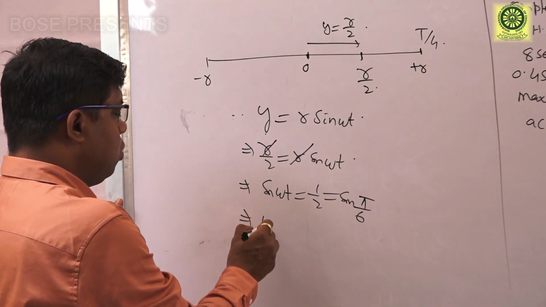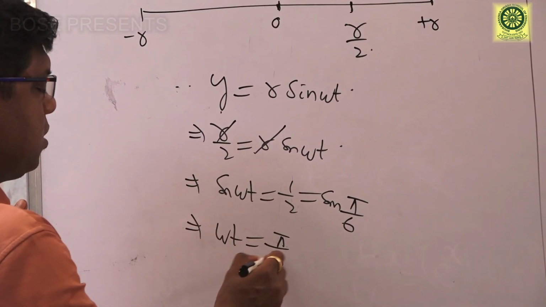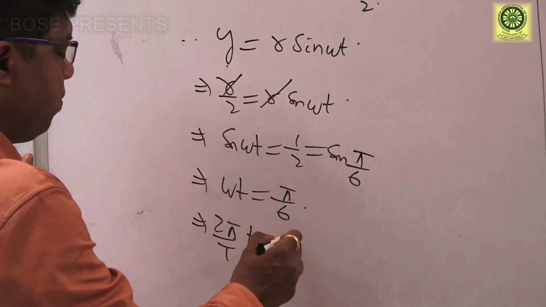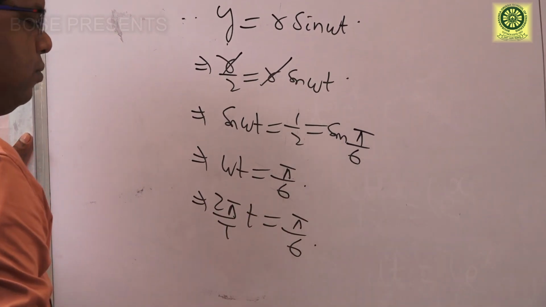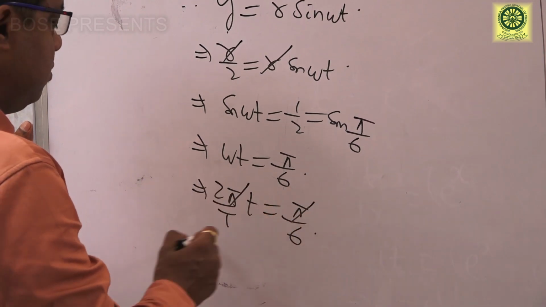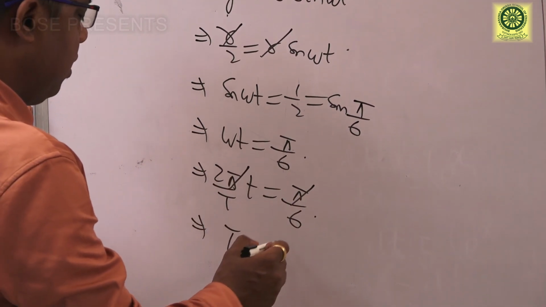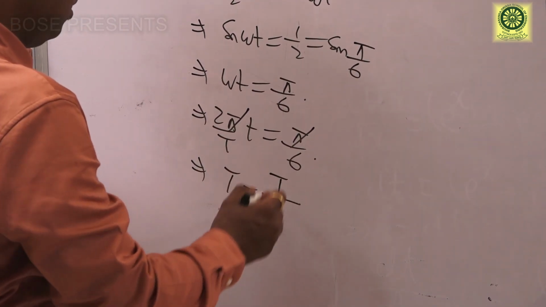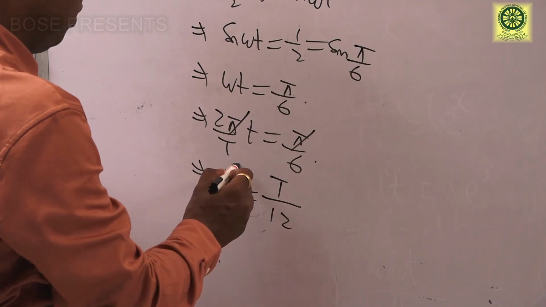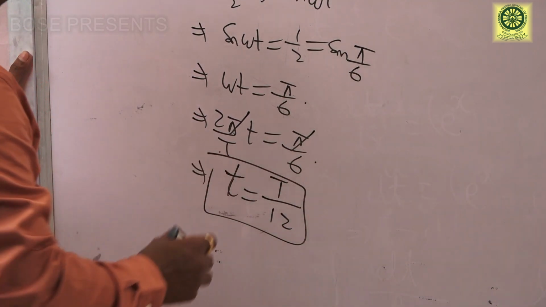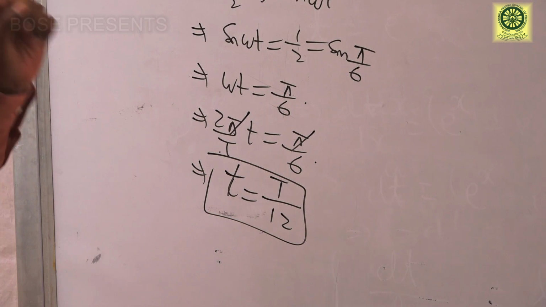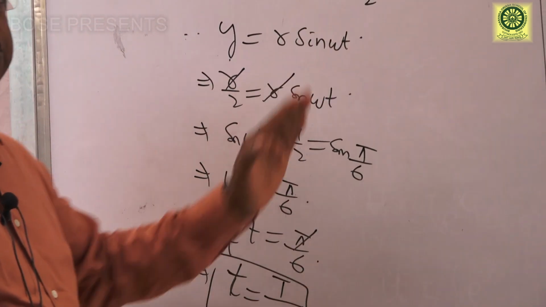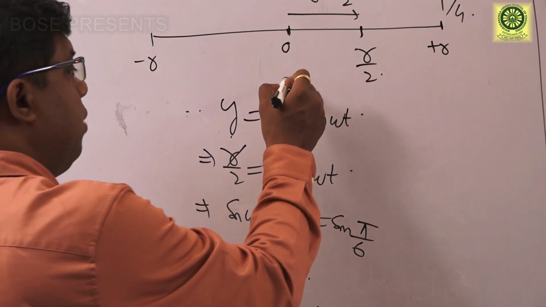So omega t is equal to pi by 6. Omega is equal to 2 pi by capital T, so 2 pi by T into small t is equal to pi by 6. Cancelling, small t is equal to T by 12. So the time taken by the particle to travel from mean position to half of the amplitude is equal to T by 12.